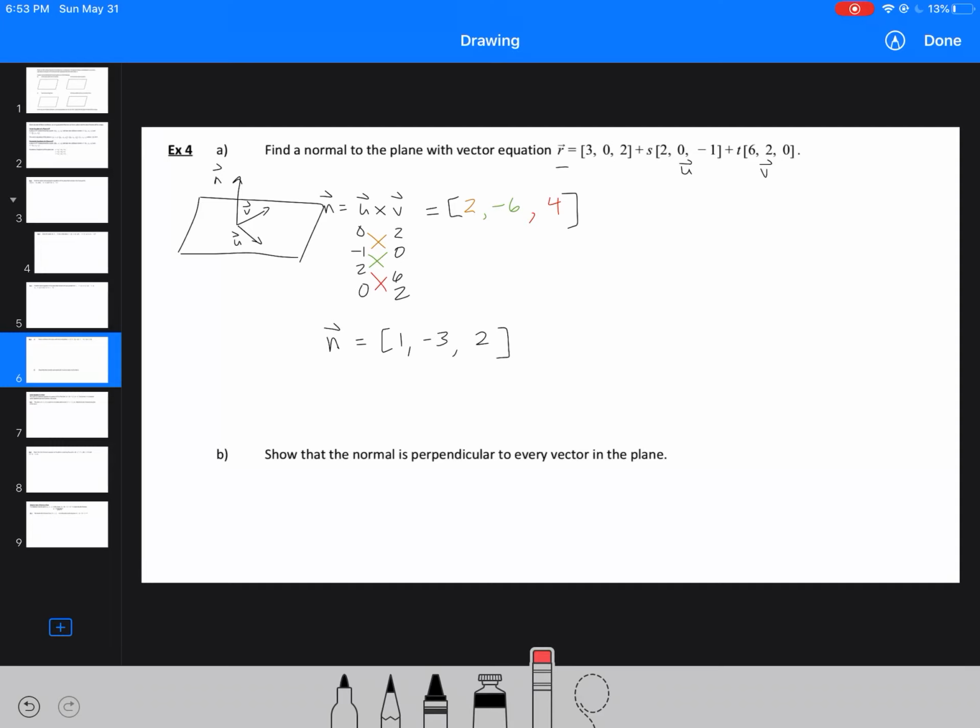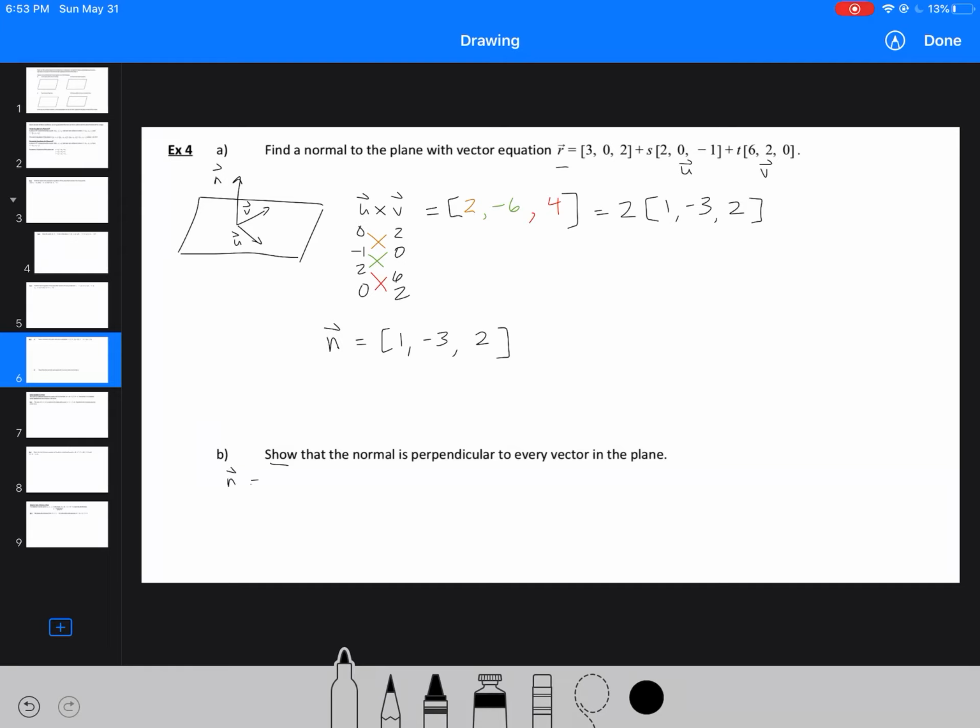Let's erase the normal here, and then we'll put in that equivalent term here. So I'm going to use 1, minus 3, 2, which is my normal in a direction that is perpendicular to the plane. So now the next part of the example is we're actually going to show that the normal is perpendicular to every vector on the plane.